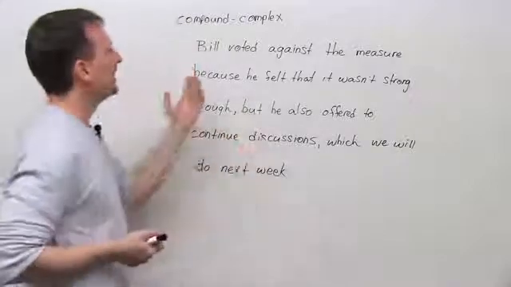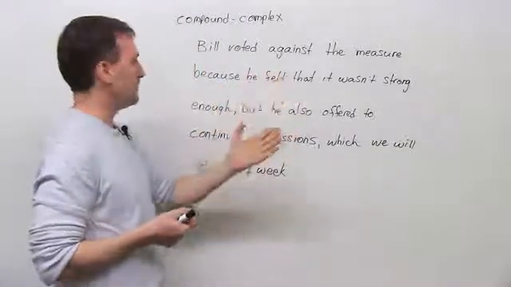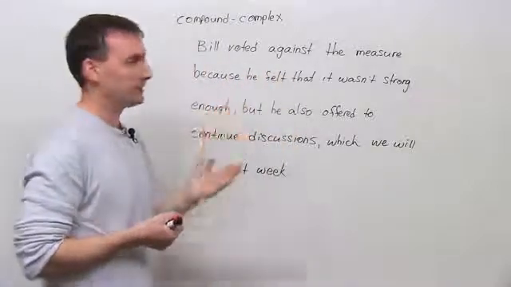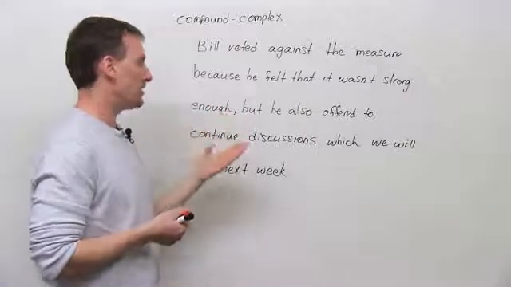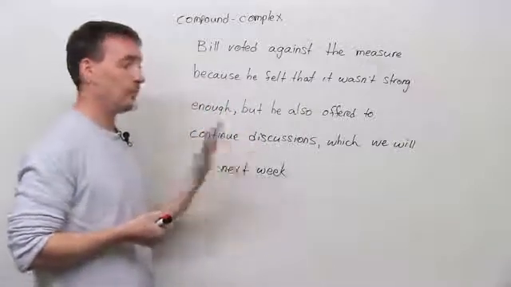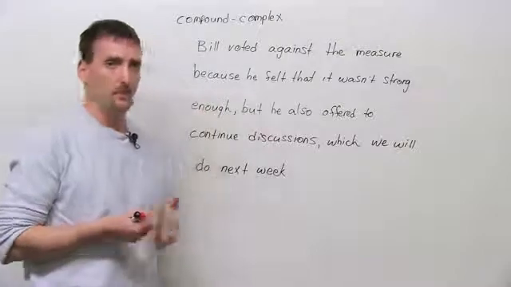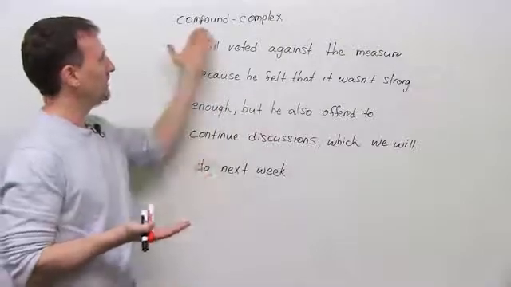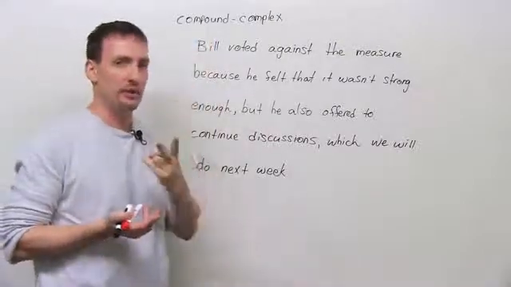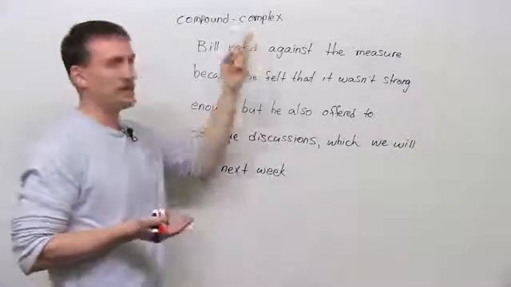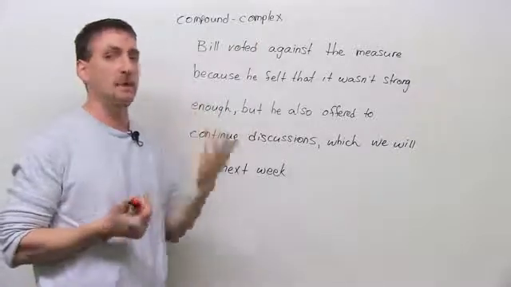First, let's read it. Bill voted against the measure because he felt that it wasn't strong enough, but he also offered to continue discussions, which we will do next week. Now, what do I have here? I have compound, means I have to have 2 independent clauses, and I have complex, means I have to have at least 1 dependent clause.